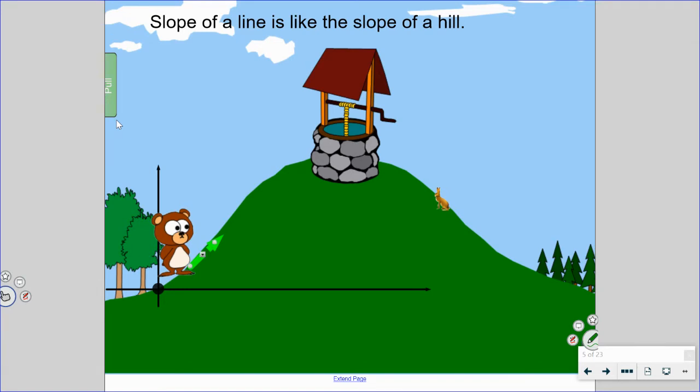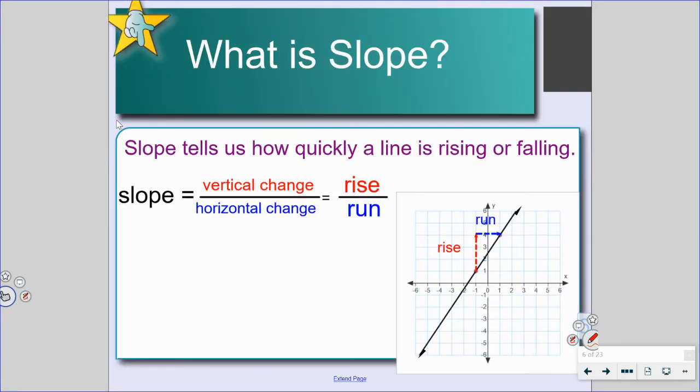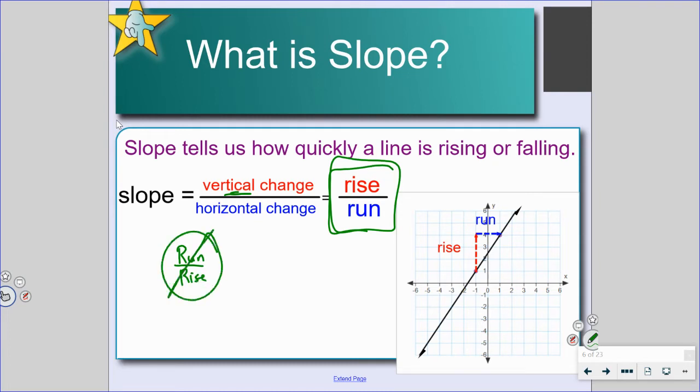Slope of a line, ladies and gents, is just that. They use the word slope on a hill for that reason. It is kind of the steepness, if you will, of a hill. Now, we often will refer to it as the rise and the run. Vertical change, how much it goes up or down, versus the horizontal change, how much it goes left versus right. Be very careful not to flip those around and do the run versus the rise. That is not what slope means.